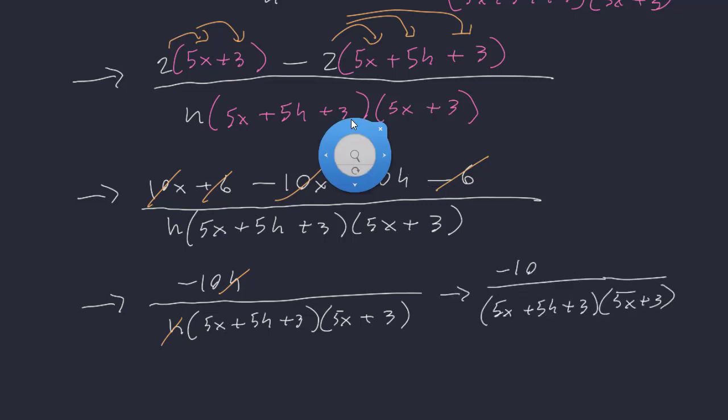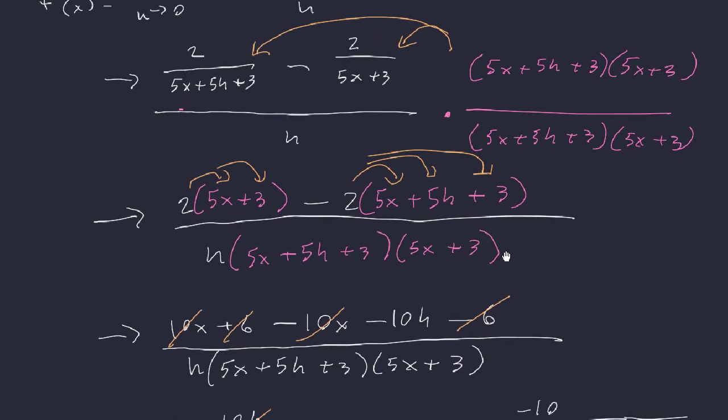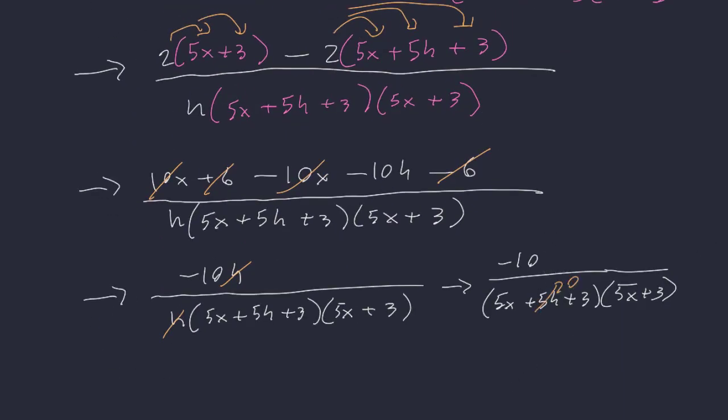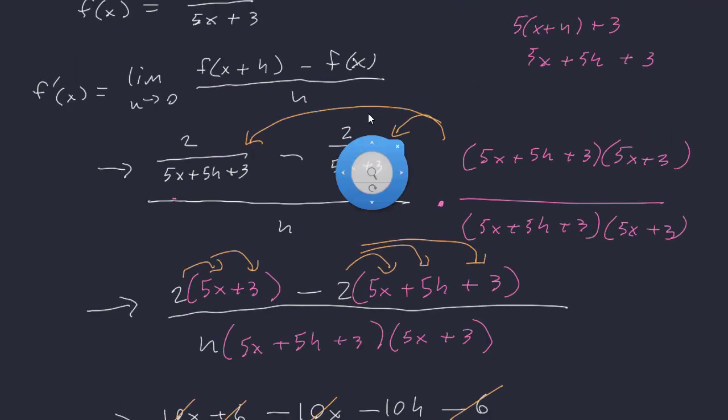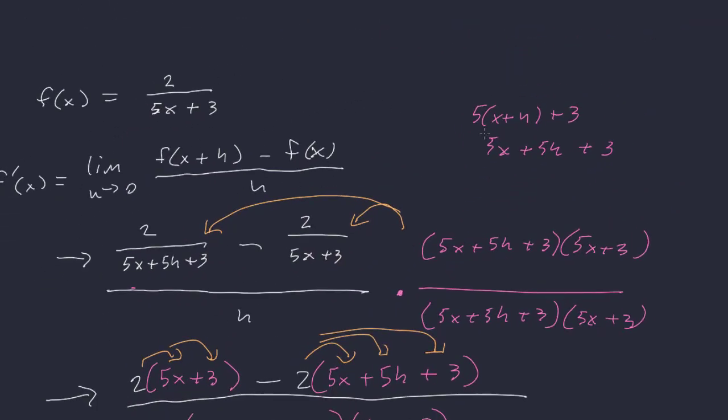Right, and thankfully, remember we're taking the limit always with these as h goes to 0. Right, so that's going to go to 0, and we'll just be left with negative 10 over 5x plus 3 times 5x plus 3. Oh, well, that's just negative 10 over 5x plus 3 all squared. And there we go. That is going to be our derivative function. Okay, so if f of x is 2 over 5x plus 3, then f prime of x is negative 10 over 5x plus 3 squared.